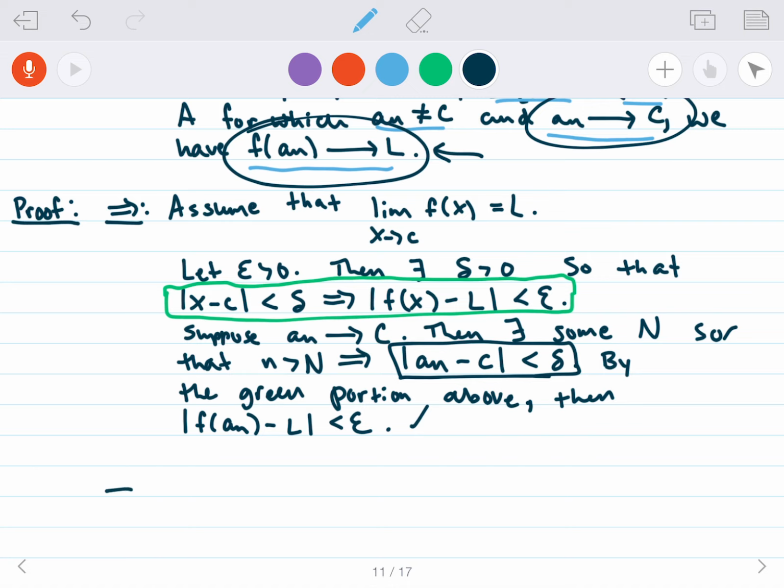So for the other direction, we're going to proceed by contradiction. So we're going to suppose that a sub n converges to c implies, so we're doing the backwards direction. We're assuming the predicate of the sentence, if you will.